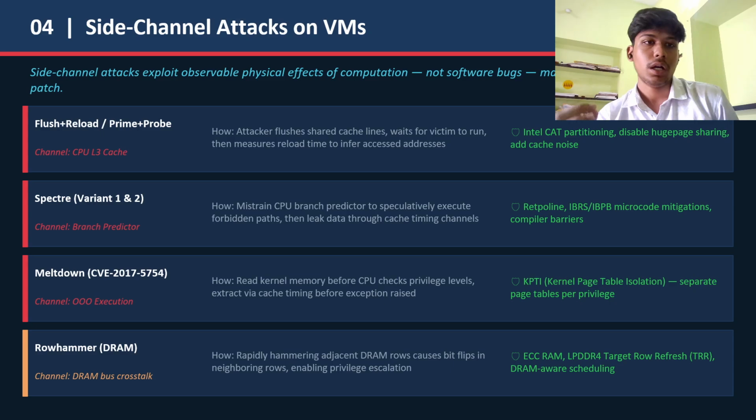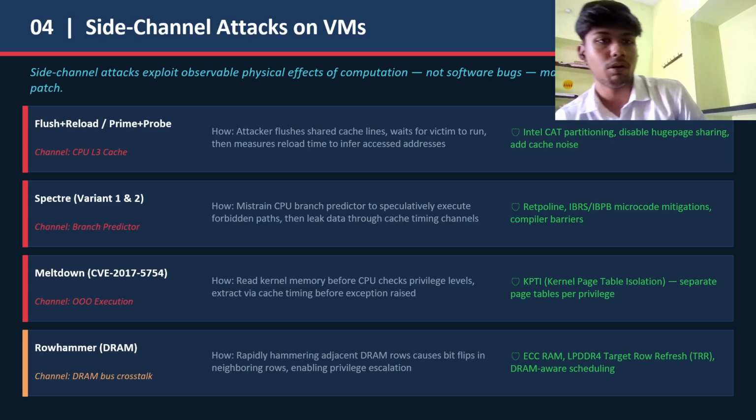The next is the Spectre branch predictor attack. Modern CPUs try to be very clever. When they reach a branch in code, like an if statement, they guess which way it will go and start executing speculatively before they know for sure. If they guessed wrong, then they throw away the speculative work. Spectre exploits this. Attackers mistrain the branch predictor.